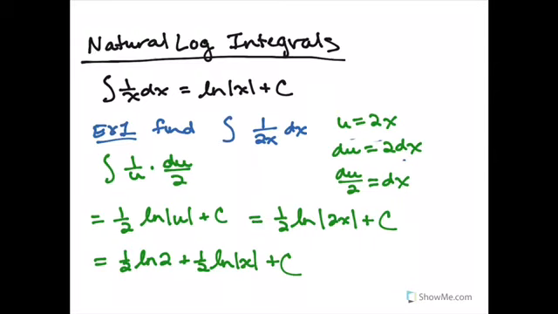Which would make it technically part of my plus c. Right? So if I have a constant plus a constant, I can just say that's another constant and call it c. So this really is equivalent to 1/2 natural log of absolute value of x plus c, which is the answer we got doing it the other way. So both answers work. All right, let's try something slightly more complicated.